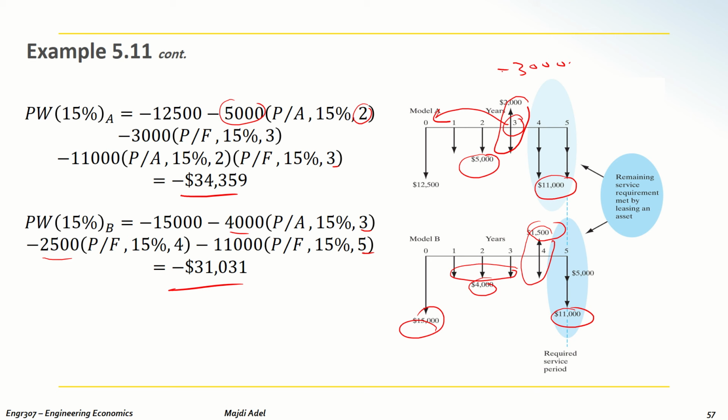So minus 31,000. Now the most profitable project is project B because it has the lowest cost. Project B has the lowest cost, and therefore it is the most profitable option.